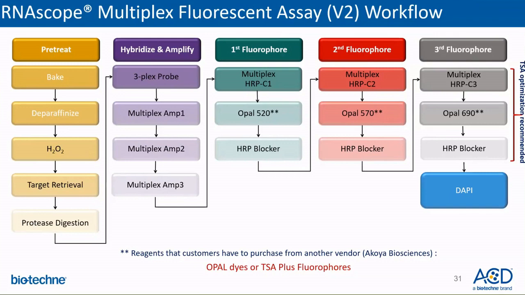This offers the flexibility to the user to opt to visualize any of their targets using the opal dye of their choice. One important thing to note here is that V2 assay is TSA-based and requires the purchase of opal fluorophores from Akoya Biosciences.